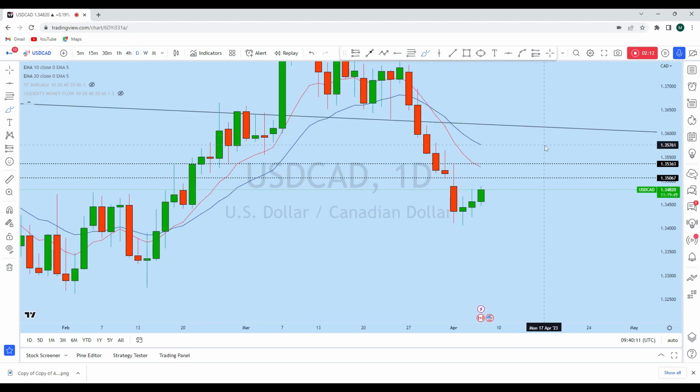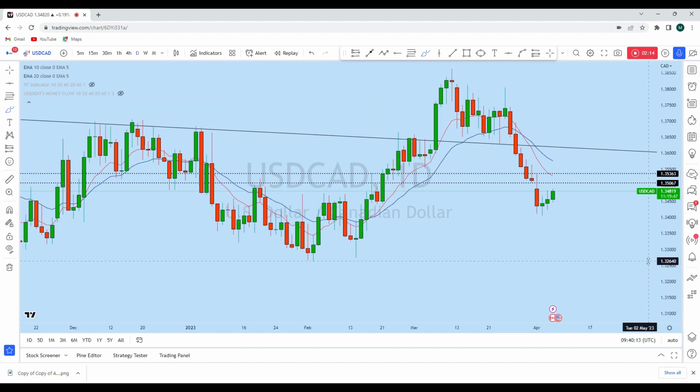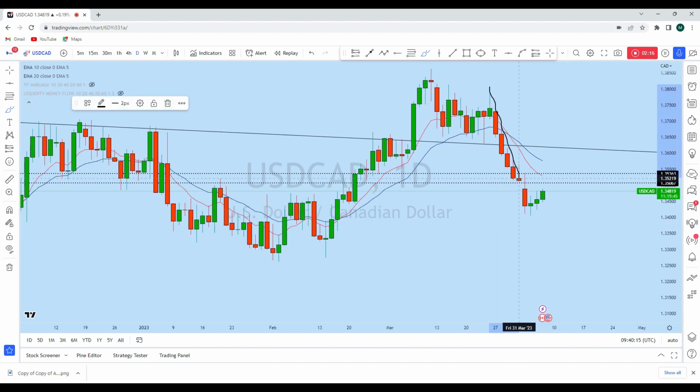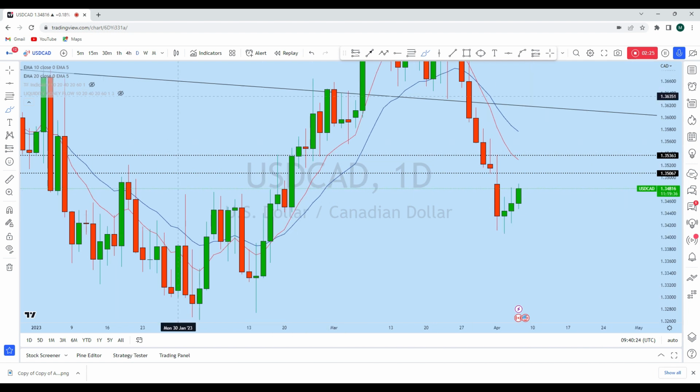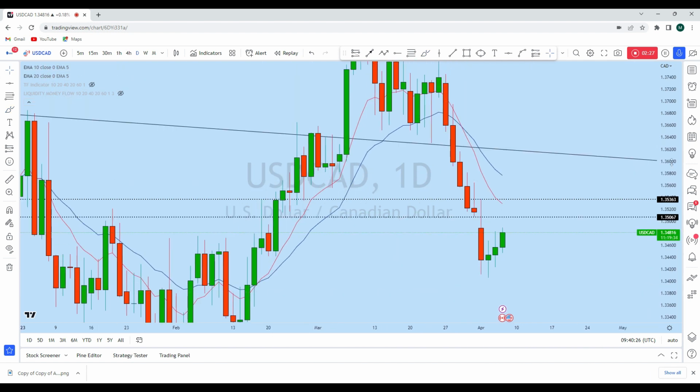Looking at the daily, we can see that there is a very strong rejection. After this kind of rejection, we can expect a further drop. Now the price is on a pullback, which is very healthy in a trending market. Now this is the daily chart.